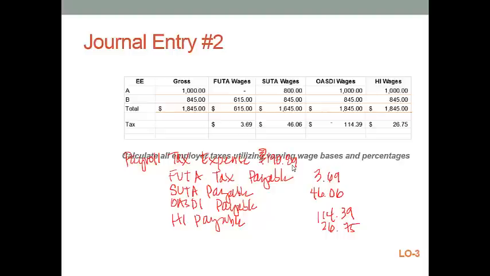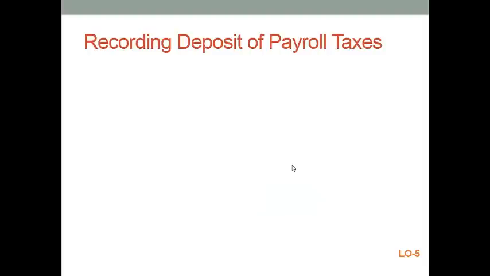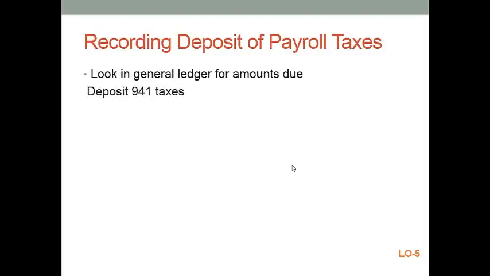All right. So then let's talk about what our journal entries are when we actually decide to deposit our payroll taxes. I'm going to show you when you're depositing 941 taxes, or maybe you're depositing SIT taxes, or maybe your SUTA taxes. This is the time when those liabilities come off our books. Our 941 taxes, of course, are our federal income tax, OASDI, and HI.